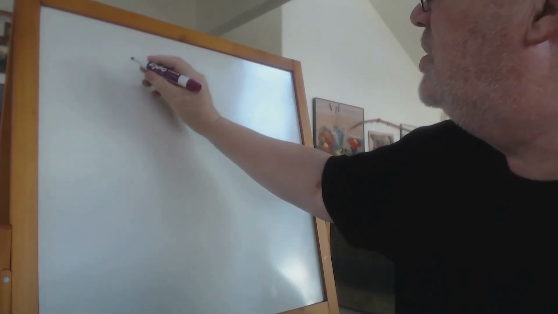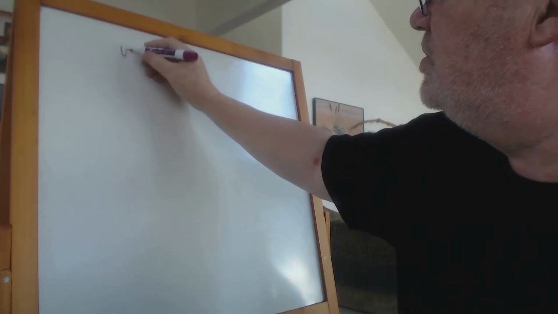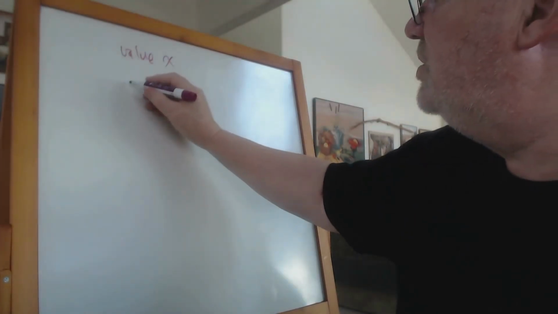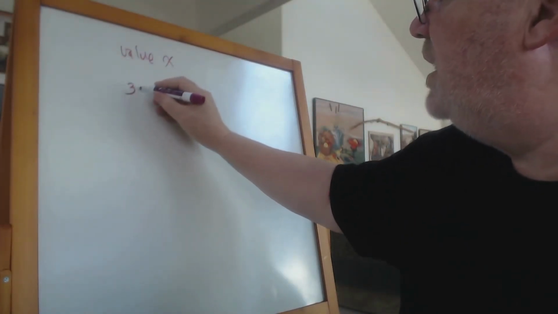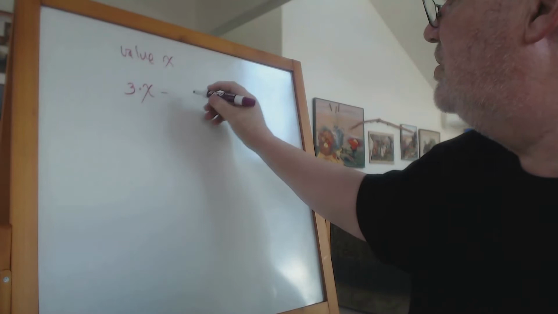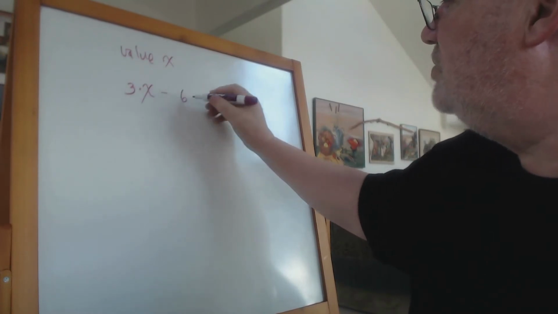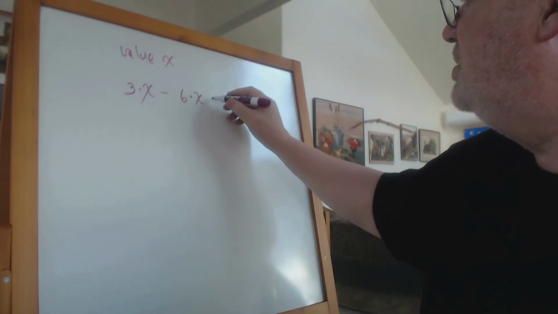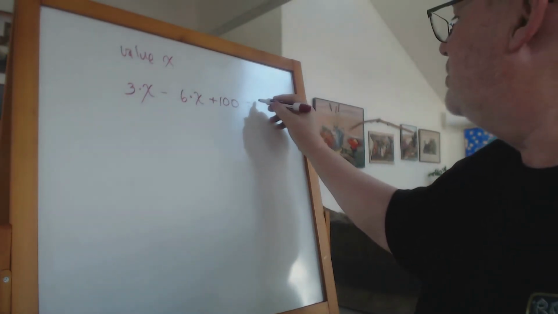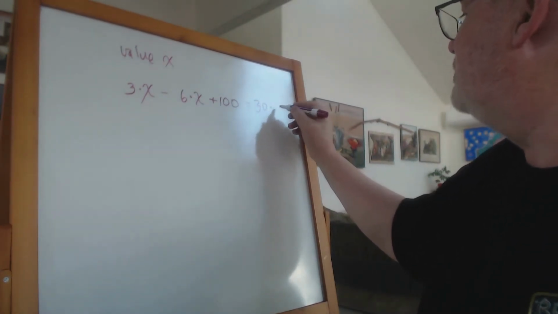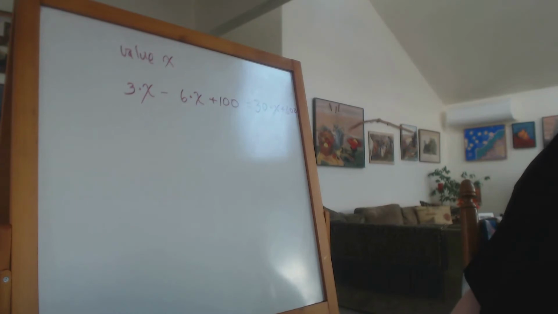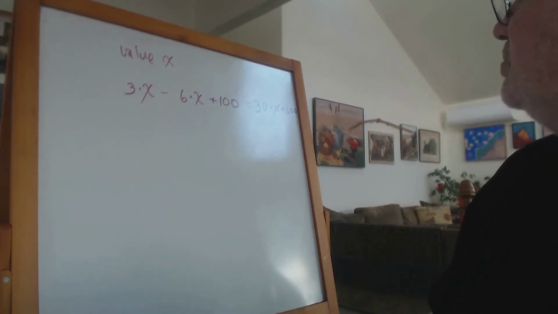Let's just shoot from the hip. Let's say we have a value x multiplied by 3 minus 6 times the same value plus 100 is equal to 30 times x plus 600. Wow. Now that looks pretty complicated.